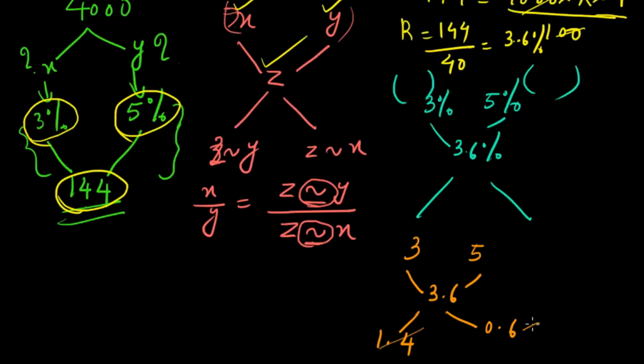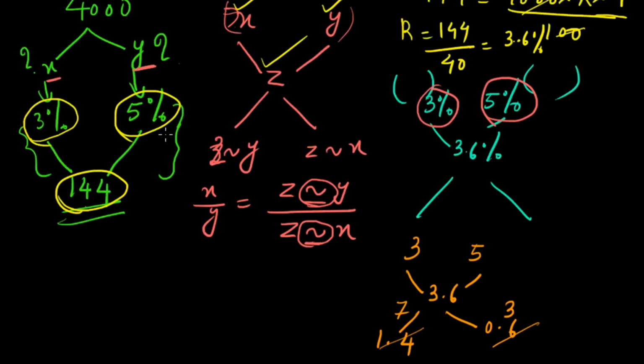So cancelling out, you will be getting 7 is to 3. So 7 is to 3 is the ratio. So what do we have to find out? Ratio is not the question. The question is to find out each part. You are required to find out each part. So we have to find out what is X and what is Y, or how much was deposited at 3% interest and how much was deposited at 5% interest. So that's what you have to find out.